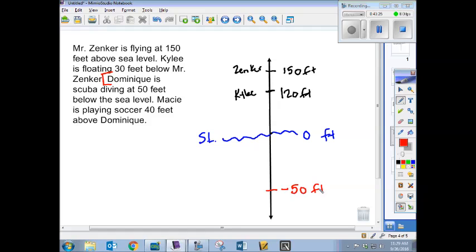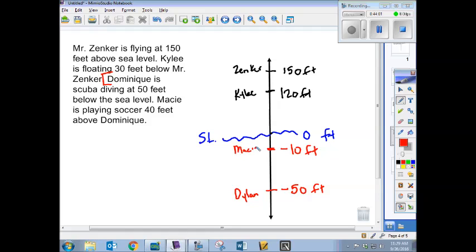And we'll put Dylan, since that's his real name. Okay? Now, let's read the next sentence. Macy is playing soccer 40 feet above Dominique. Okay? So, who can explain to me where Macy is playing soccer? She's in the water, which really doesn't make a lot of sense, but she is in the water, right? Joseph? 10 feet. So right here? Negative 10 feet. Okay? So he says underwater that she is right here at negative 10 feet, and that would be Macy.